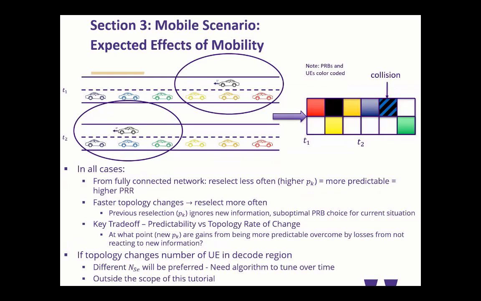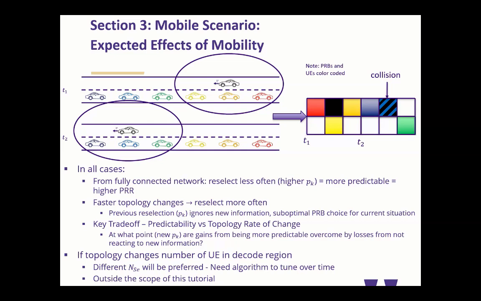For the fully connected topology, where there were no changes to topology over time, higher PK was always better because reselecting less often made you more predictable, making it easier for others to avoid colliding with you. In a technical sense, when you perform reselections, you open yourself up to collisions because other UEs can reselect simultaneously. If you don't reselect, other UEs should know to avoid your PRB because it's occupied.